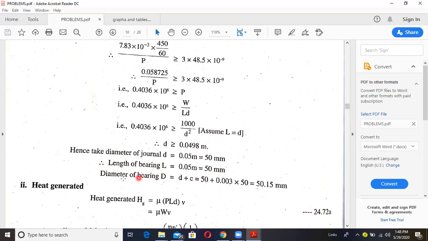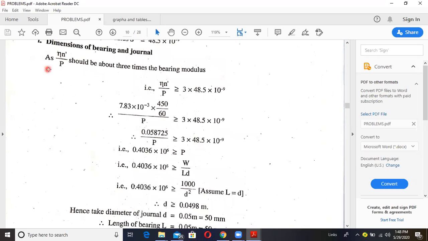Next, the diameter of the bearing. That is nothing but capital D is equal to D plus C. D, you know, is the diameter of the journal, 50, plus C is nothing but 0.003. Then we will get the diameter of the bearing, that is 50.15 mm.